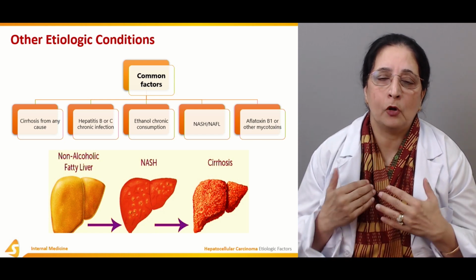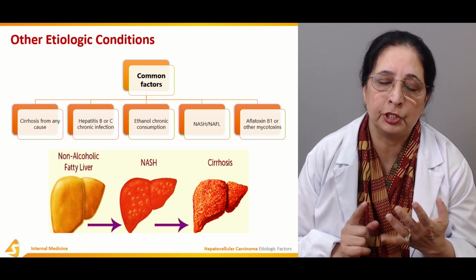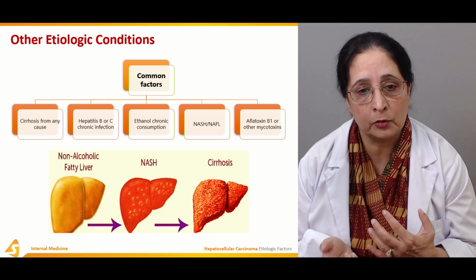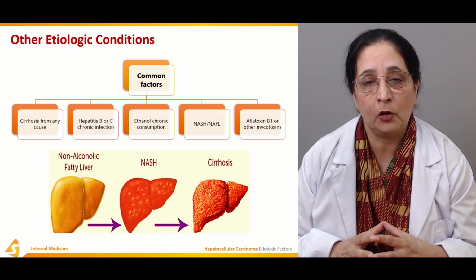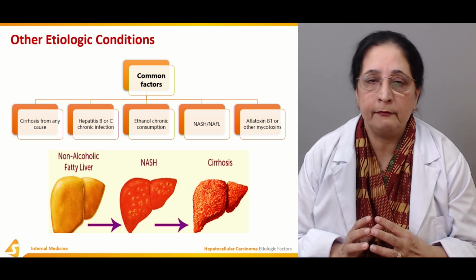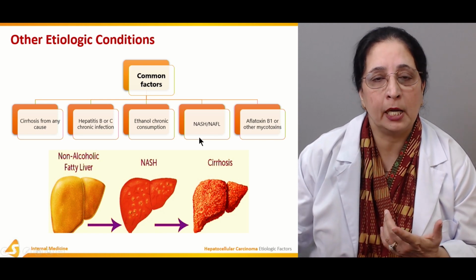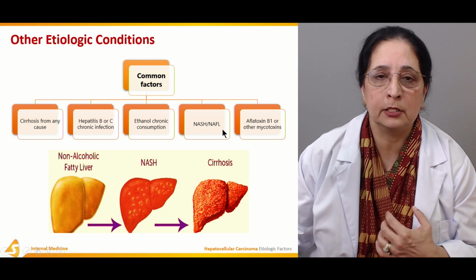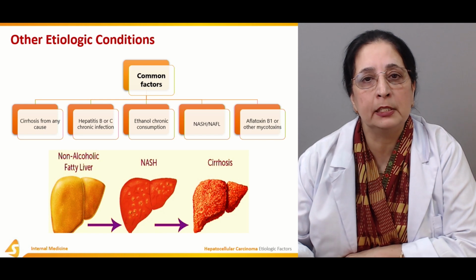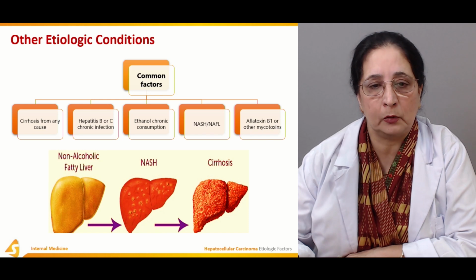So these are some common factors. We have hepatitis B and C infections. Fatty liver can cause cirrhosis. Ethanol and alcohol consumption can cause cirrhosis, and then we have aflatoxin B1 and NASH and NAFL, which is non-alcoholic fatty liver. So these are different conditions that can cause hepatocarcinoma and cirrhosis.